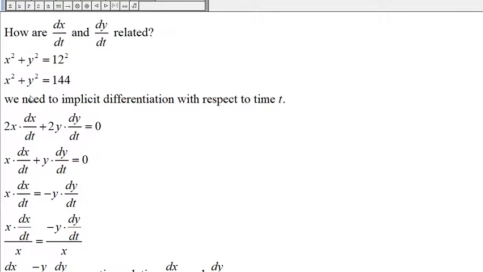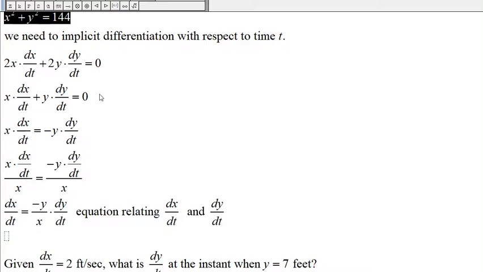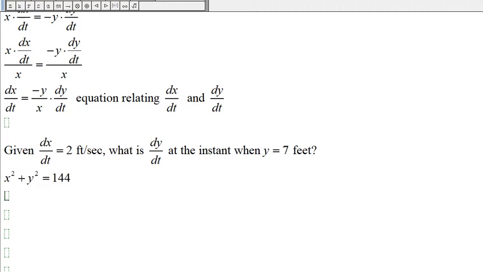And so we know from here, if y is 7, then we get 7 squared. And so now we get x squared plus 49 is equal to 144. And so x squared is equal to 95. So subtract 49 from both sides. And so we get x equal to the square root of 95.